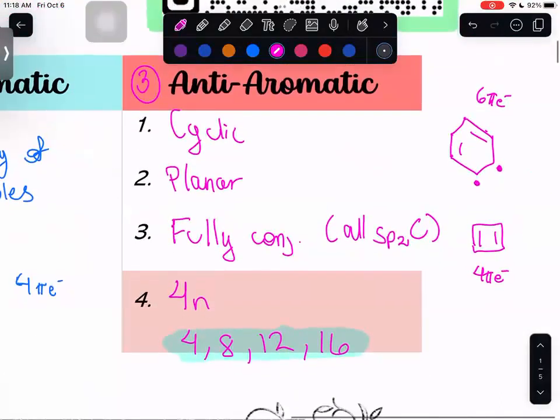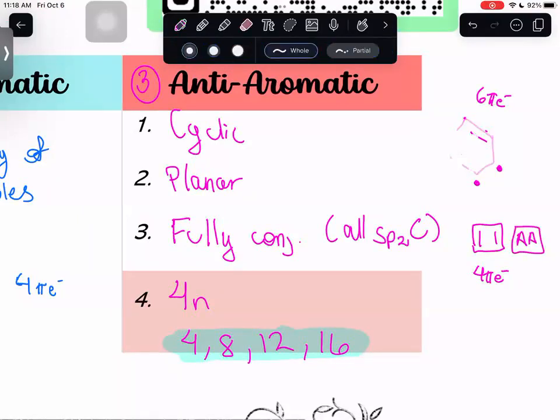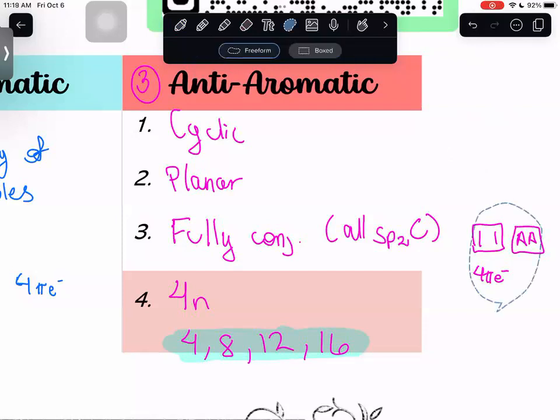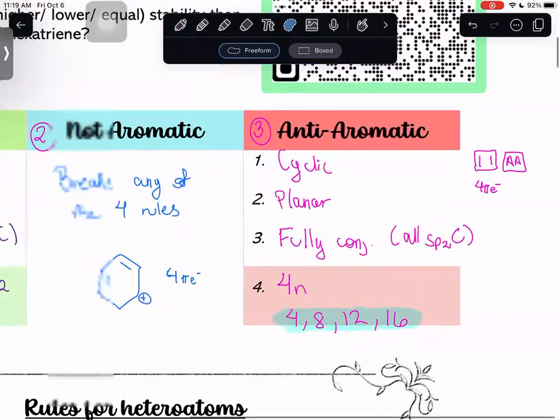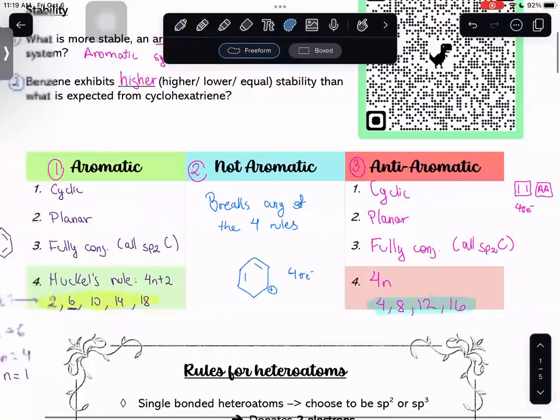Wait, why? It's cyclic, I know it's not aromatic. Just because of the formula. If it lands on 4 or 8, then it's anti-aromatic. And if it lands on 2, 6, 10, et cetera, it's aromatic. Yeah, it's four.